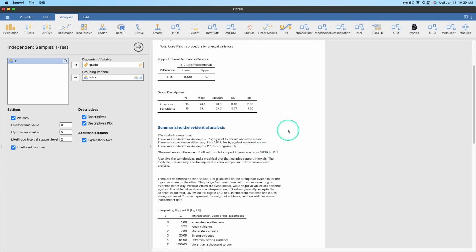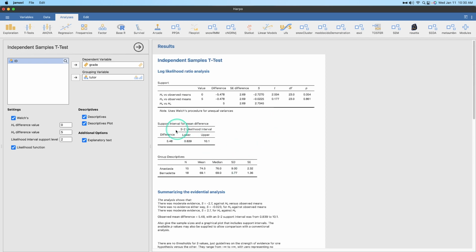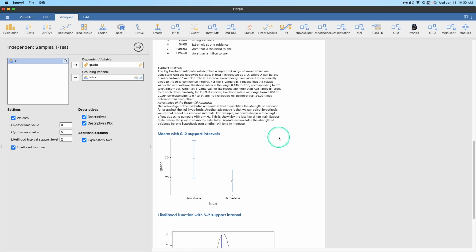Alternative hypothesis was good. And then there was moderate evidence, S of positive 2.7 for HA against H0, right? So these two things confirm sort of our idea of this tutoring situation. Anastasia is better than Bernadette, okay? And again, we use this table to help us here, right? So our S of 2 doesn't change there, still 0.839 and 10.1, right?